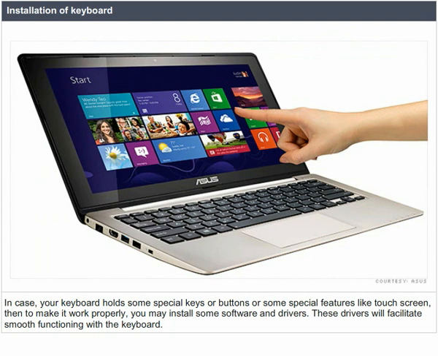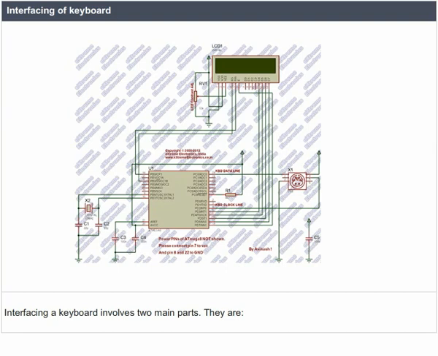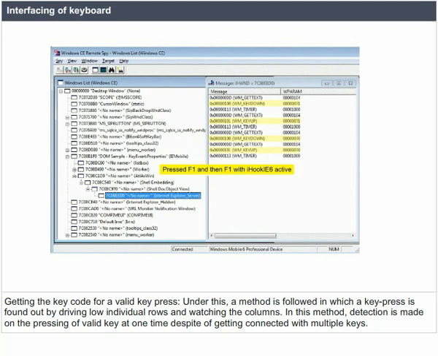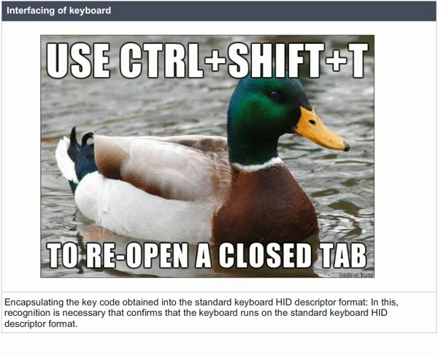Interfacing of keyboard. Interfacing a keyboard involves two main parts. They are getting the key code for a valid key press. Under this, a method is followed in which a key press is found out by driving low individual rows and watching the columns. In this method, detection is made on the pressing of valid keys at one time, despite getting connected with multiple keys. The second part is encapsulating the key code obtained into the standard keyboard HID descriptor format. In this, recognition is necessary that confirms that the keyboard runs on the standard keyboard HID descriptor format.